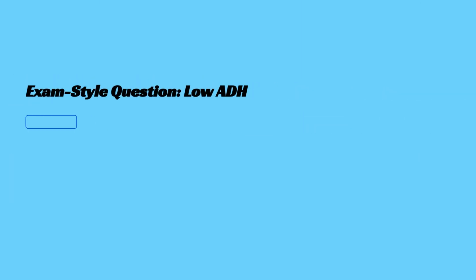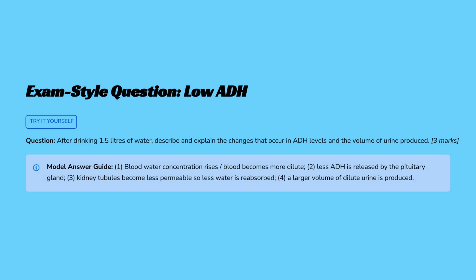For a question about low ADH after drinking water, the answer should mention: blood water concentration rises, less ADH is released, kidney tubules become less permeable, and a larger volume of dilute urine is produced.